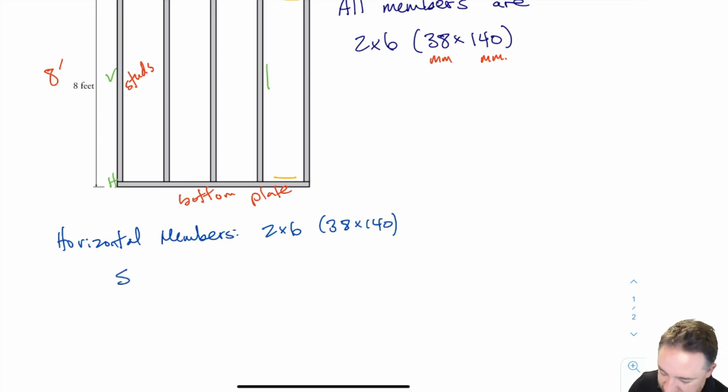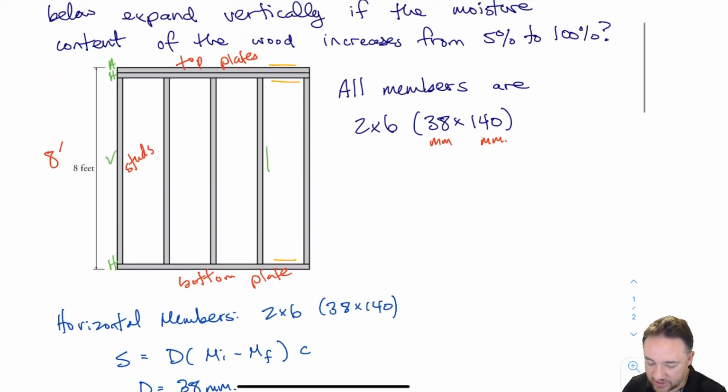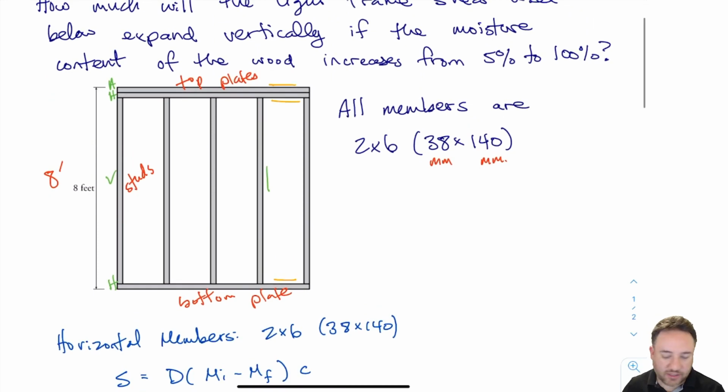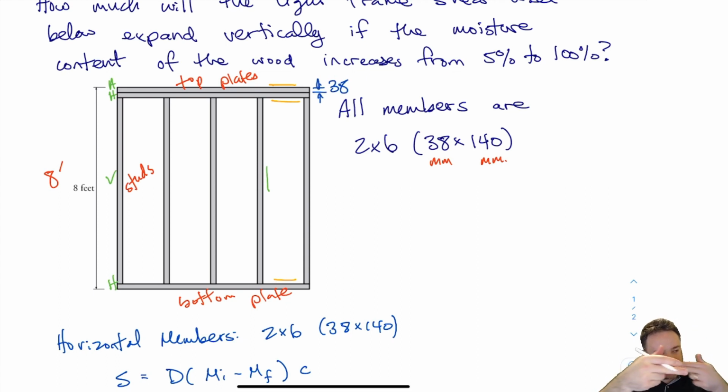I have S, my shrinkage, equals D times MI minus MF, from the appendix to the standard, multiplied by C. In this case, D is equal to 38 millimeters. You have to understand a bit how these walls are put together. The studs are laid on the flat. So each of these here, this dimension is 38. The 140 is out of the page, just like the vertical studs are also 140 out of the page, and the width of them is 38.